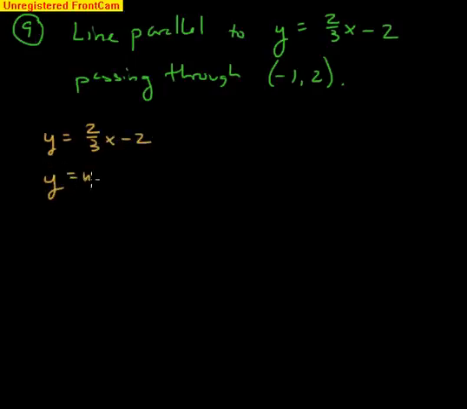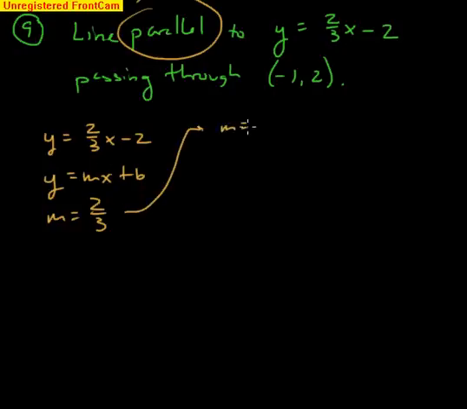This is slope-intercept form, right? y equals mx plus b. Your slope is m, so m is 2/3. Since your lines are going to be parallel, this is the slope we use. Now the point they give you, -1, 2.